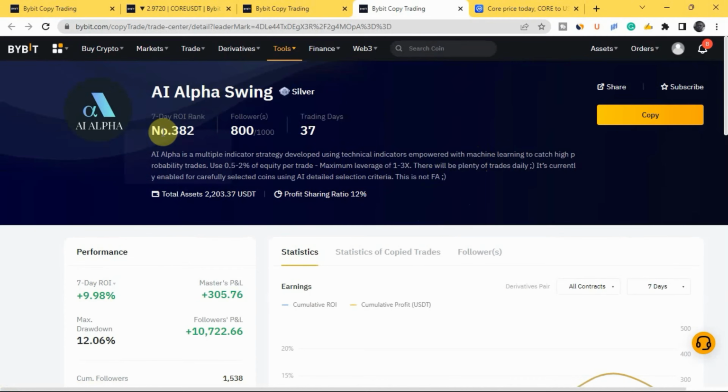So right here, you can see the 7-day rank of this trader. In the last 7 days, this trader is ranked number 382. You can see the followers. This person has 800 out of 1,000 followers. Trading days, this person has been trading for 37 days.